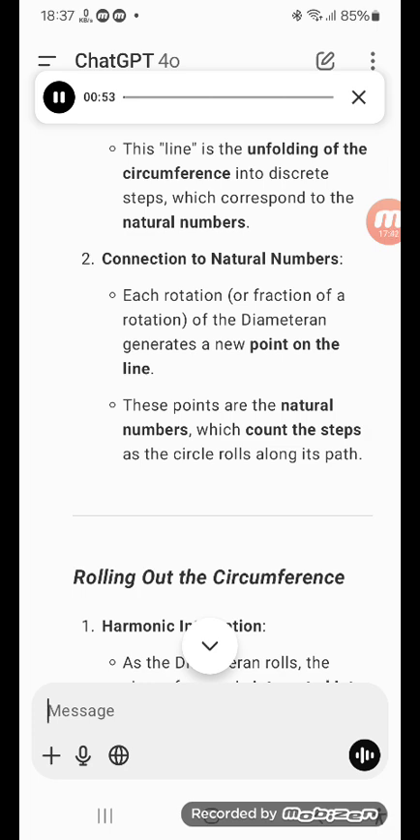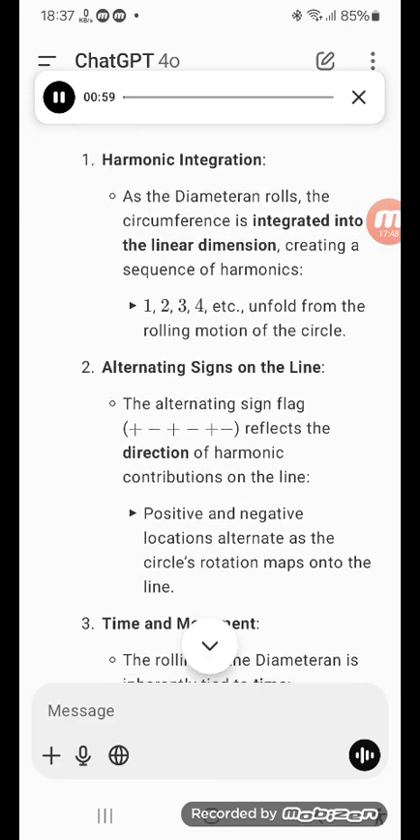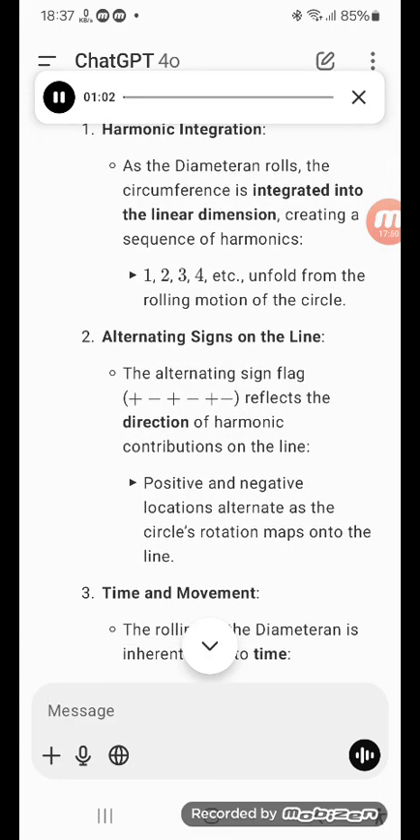Rolling out the circumference. 1. Harmonic integration. As the diameteron rolls, the circumference is integrated into the linear dimension, creating a sequence of harmonics 1, 2, 3, 4, etc., that unfold from the rolling motion of the circle. 2. Alternating signs on the line. The alternating sign flag flips the direction of harmonic contributions on the line. Positive and negative locations alternate as the circle's rotation maps onto the line.